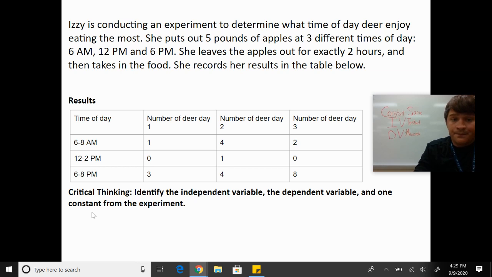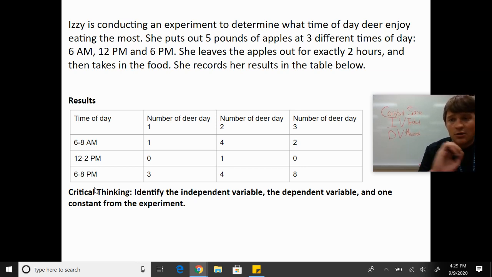So, looking at this experiment, I'm going to start with independent variable. What exactly are we testing? We are testing what time of day is best for deer to eat. And in this case, it's going to be one of these 3 time periods: 6 to 8, 12 to 2, or 6 to 8 p.m. That is our independent variable.